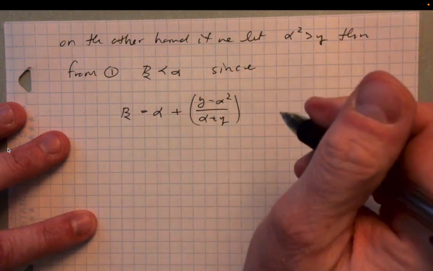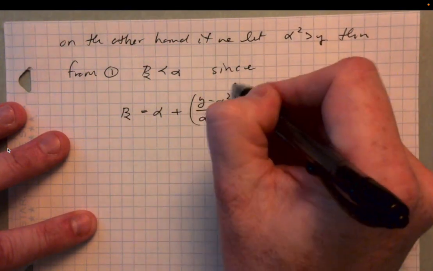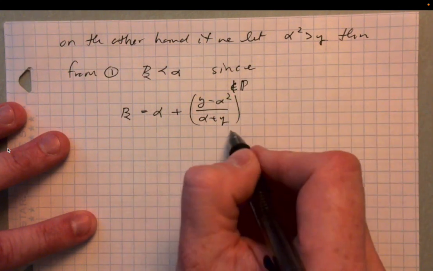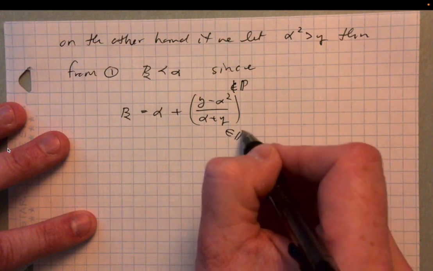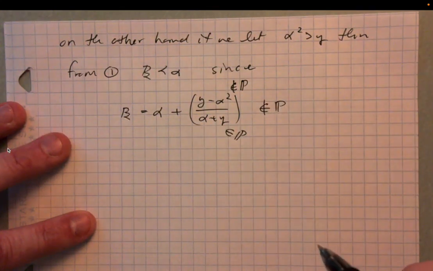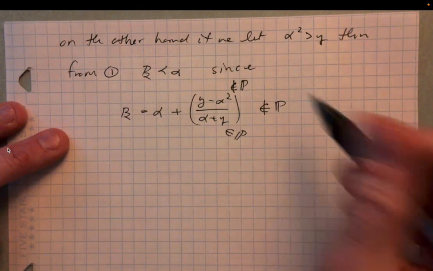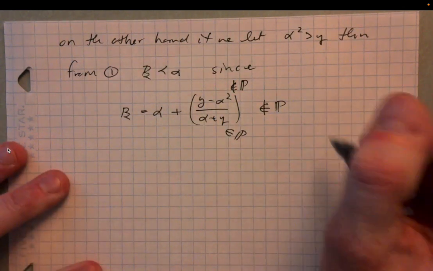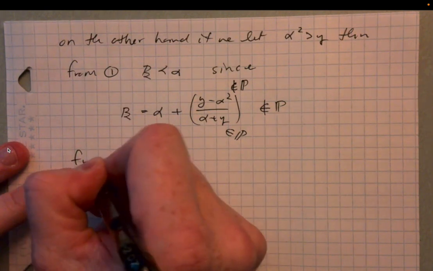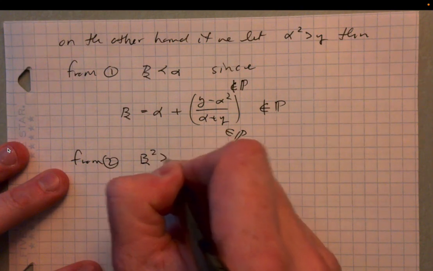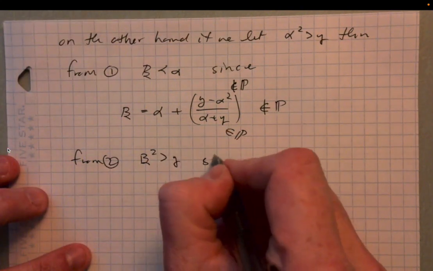Looking back here, the top is not in P, right? The bottom is in P, so this whole thing is not in P. Okay, and so that means beta minus alpha is less than 0. Right, so beta is less than alpha. Okay, and from 2, we see that beta squared is greater than y. Why do we get that?